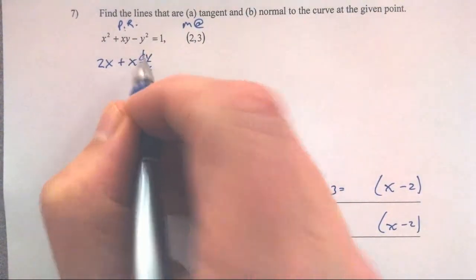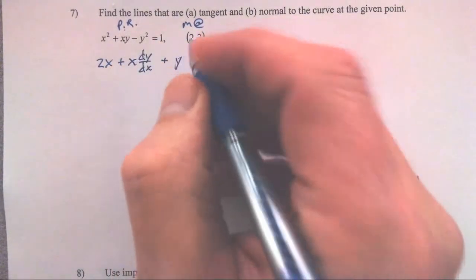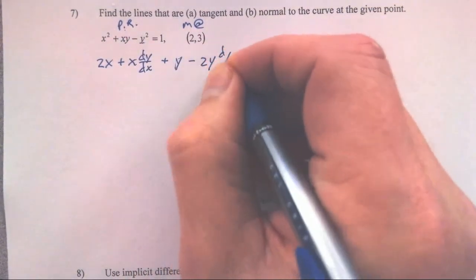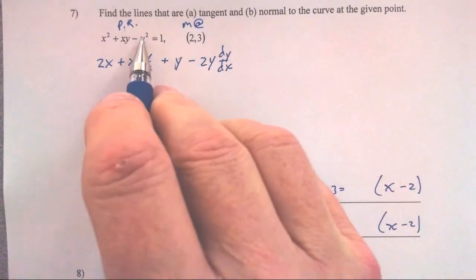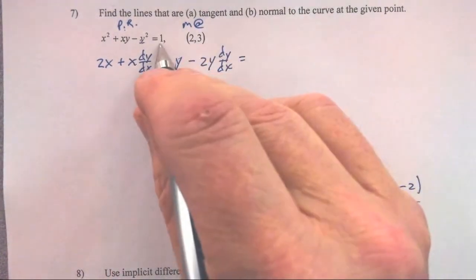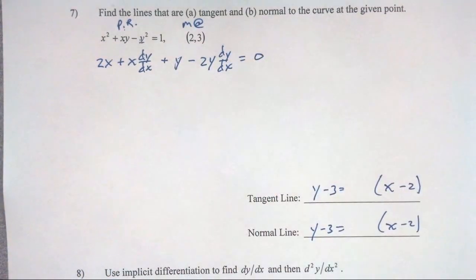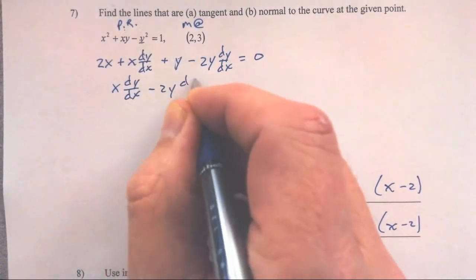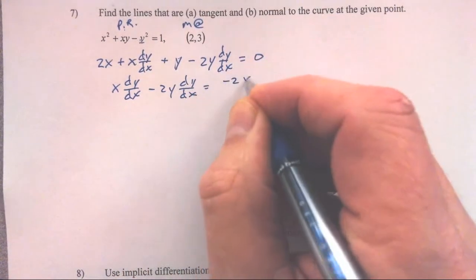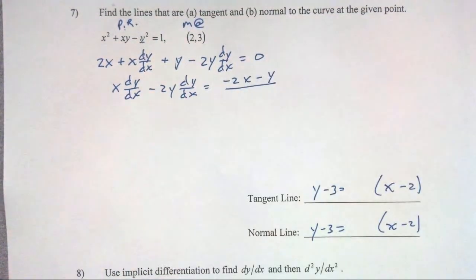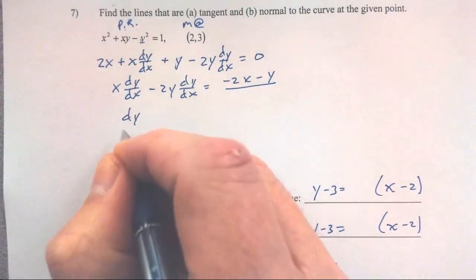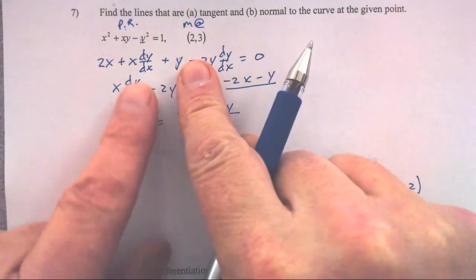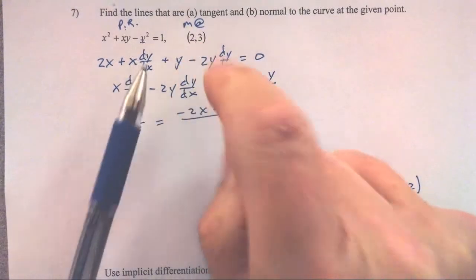So product rule, that's first times derivative of second, plus derivative of first, 1, times second, minus the derivative of y squared with respect to x, which is 2y dy dx. That's the chain rule portion of it, the inside derivative, derivative of y. And the derivative of 1 is not 1, it is 0. I'm going to group my dy dx's: x dy dx minus 2y dy dx equals, subtract 2x, subtract y. Oh, I haven't divided yet. And now I'm going to factor out dy dx. When I factor out dy dx, I'm left with the other factor of x minus 2y. I'm going to divide that away.